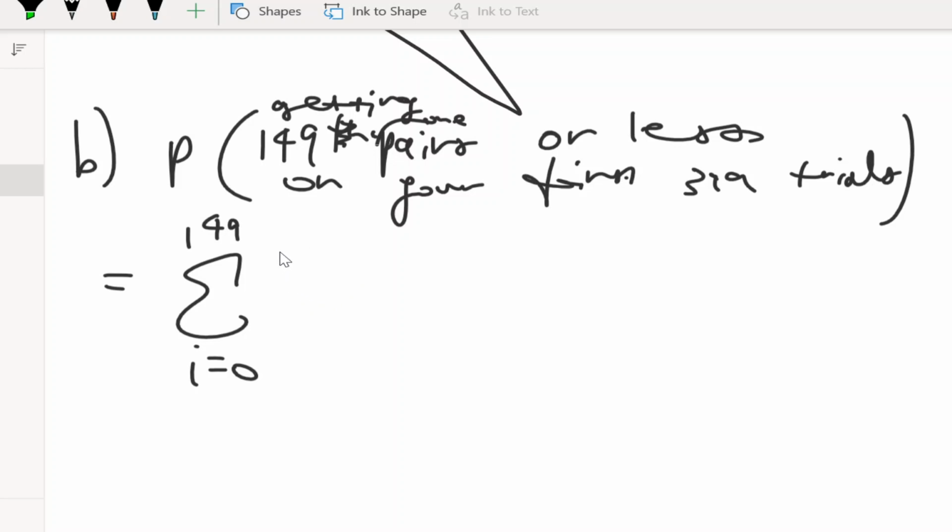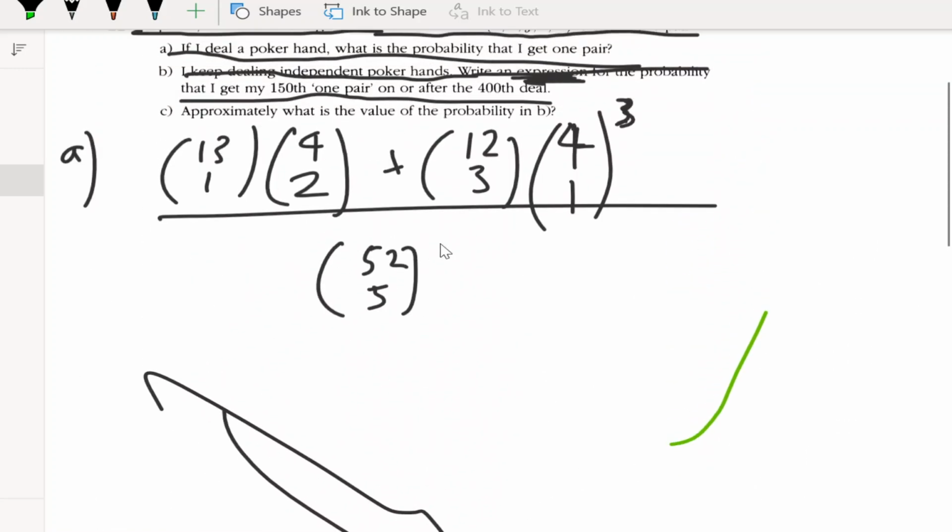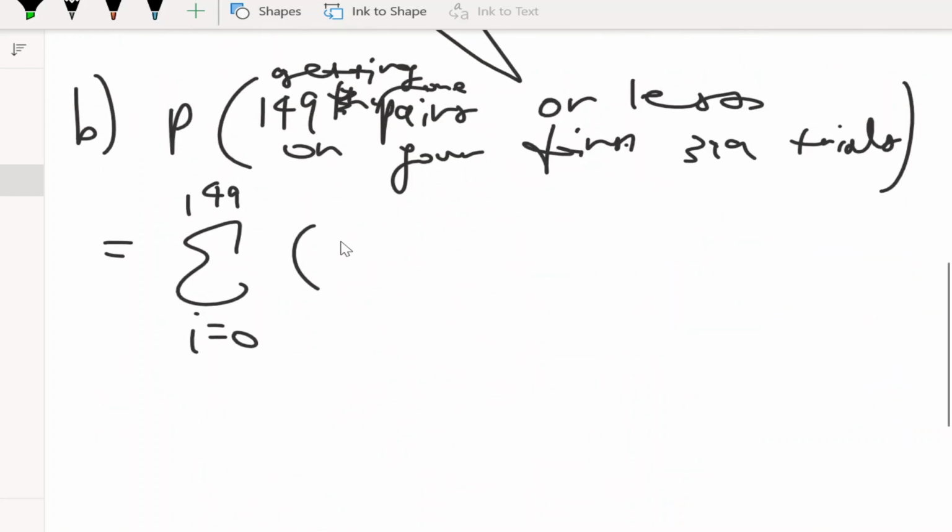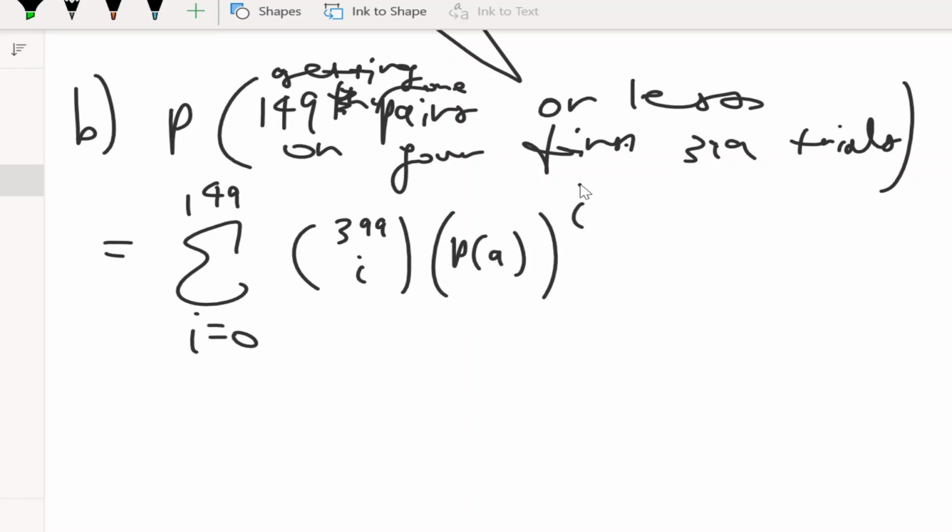Okay, so you'll recognize that each trial, of which there are 399, is an independent Bernoulli trial, with probability of success being the probability of getting a one pair. So call our answer from part A, the probability of getting a one pair, P of A, and so we'll just construct some sort of binomial distribution. So we have 399 total trials, of which i are good. Our probability of a success is P of A, and we have it to the exponent i because that's the number of successes we have.